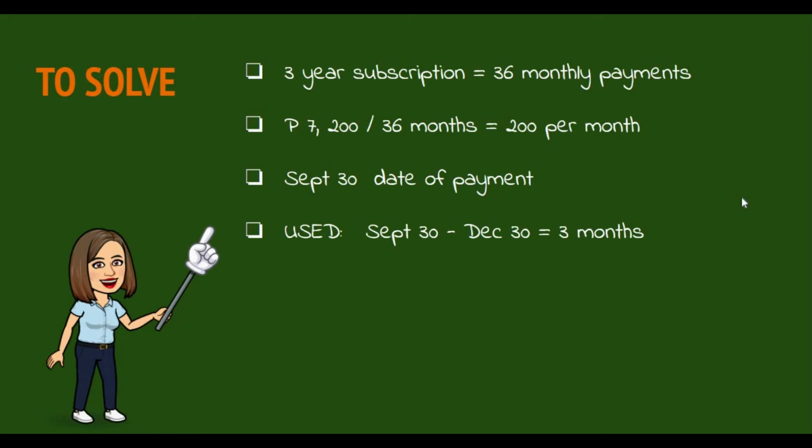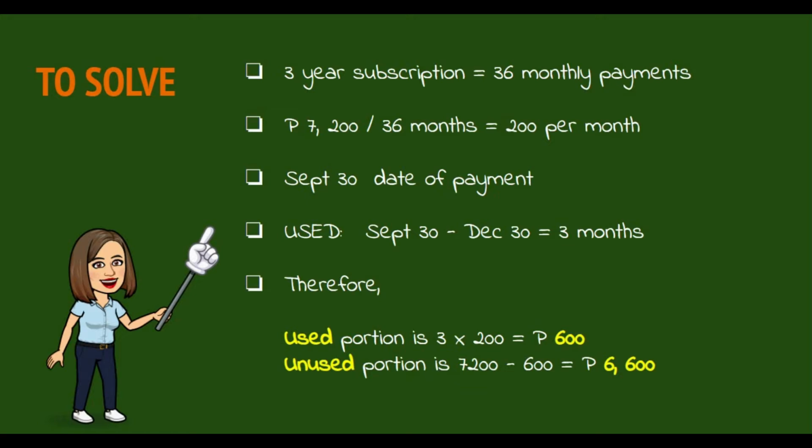Therefore, used portion of Mr. Tibbs' subscription is 3 times 200 per month is equal to 600 pesos. The unused portion is the 7,200 minus the 600 used. So the unused portion of his subscription is 6,600.